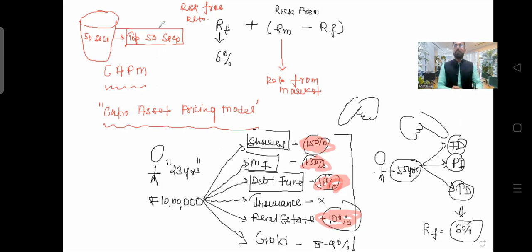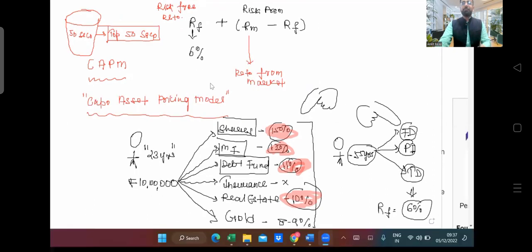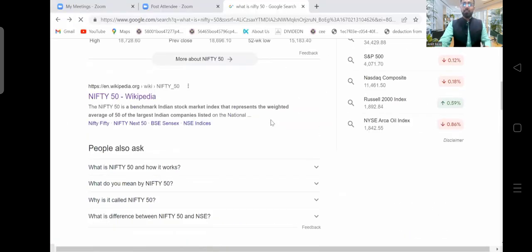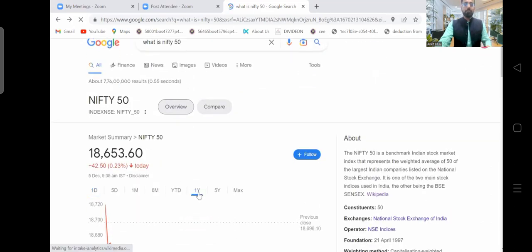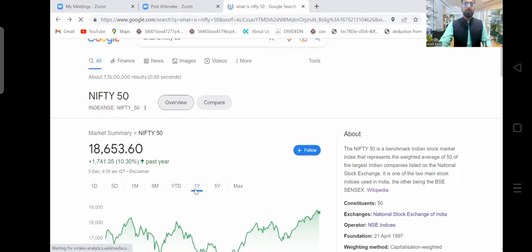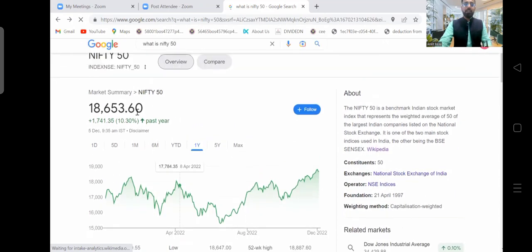Right? Now, if I want to calculate the yearly return, how can I calculate it? Here, I will be using the Nifty 50 data to find out how market is doing, how Nifty is doing. Now, if I take 1 year data, if you see, Nifty has shown growth of 10.3% in 1 year. And in points, Nifty has shown growth of 1,741 points.